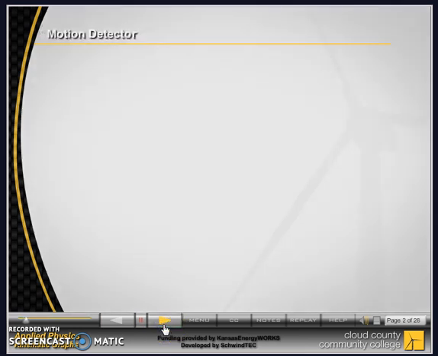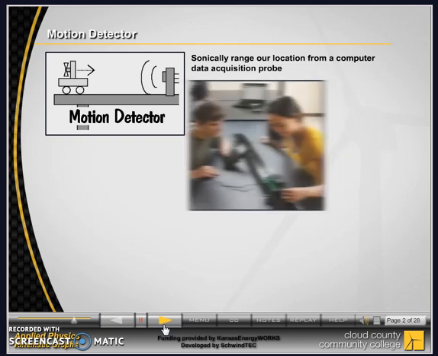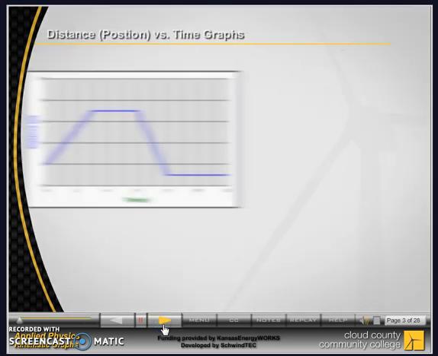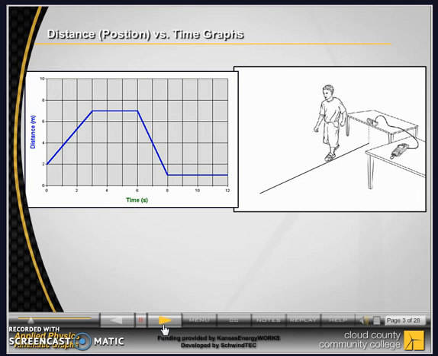Oftentimes in physics class, we use a device called a motion detector to sonically range our location from a computer data acquisition probe. The following pages are examples of real data taken from such a device and computer data analysis setup. Looking at this graph, can you give a verbal description of the motion that created it? Look at the figure and assume that you can walk back and forth along the line of action shown.